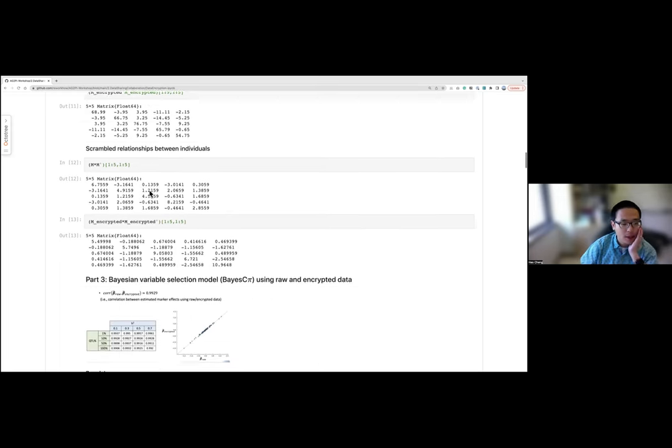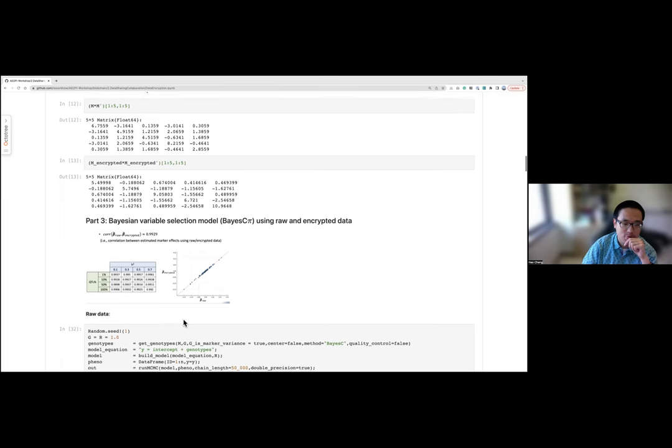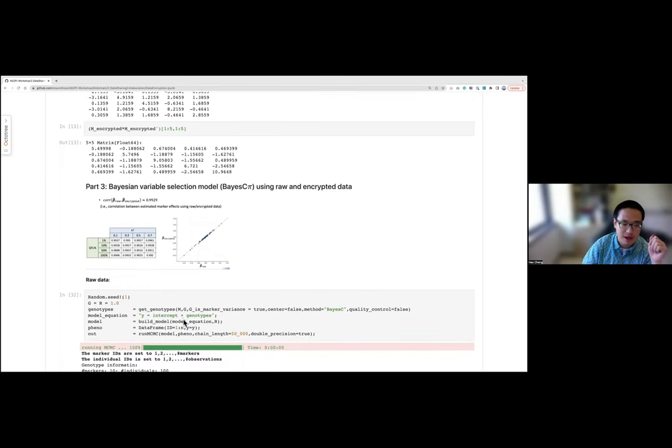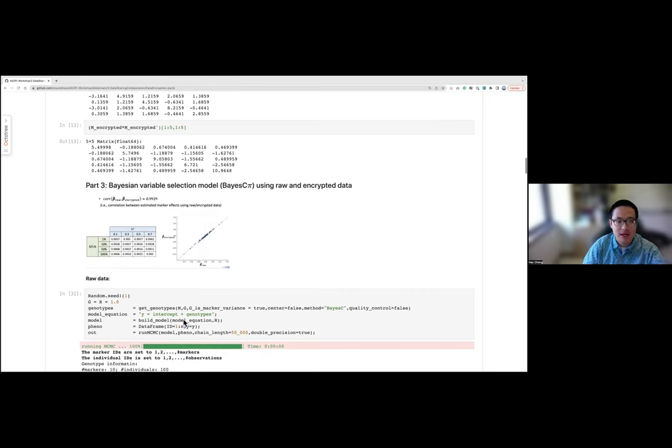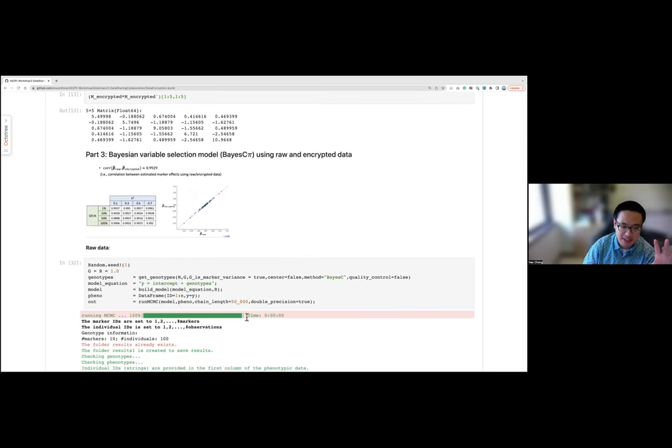And then this is another result I show you in my slide. The correlation between the estimated marker effects using raw data and encrypted data is close to one. It's almost identical. What I show you is using a package developed by my group called GWAS. This one allows you to run different Bayesian methods. I'm not going to show you all of that, so I just run Bayesian basically.